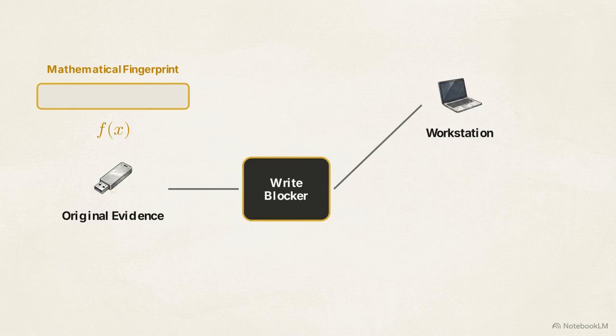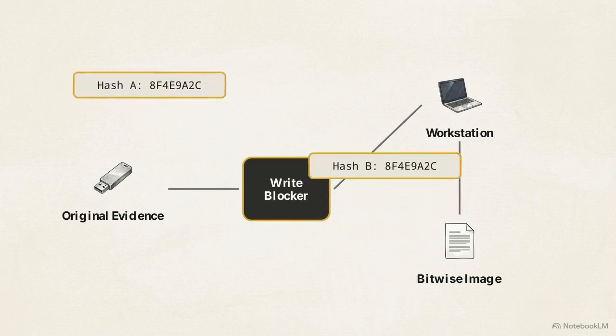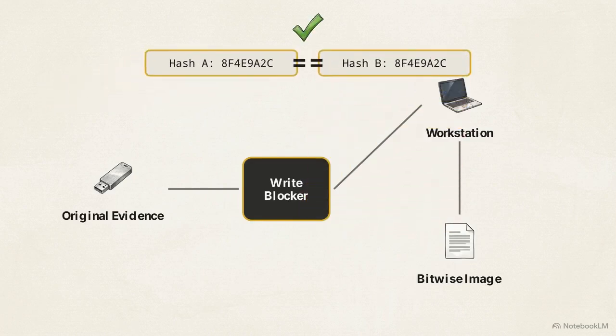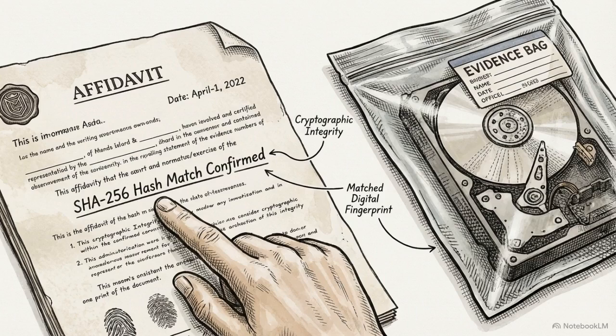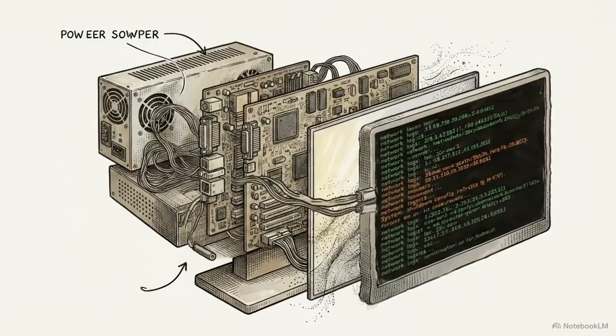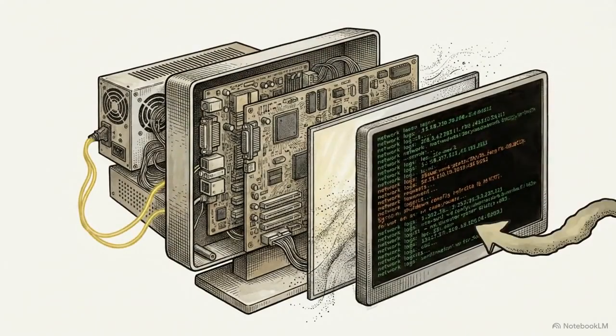They then create a bitwise forensic image, an exact bit-for-bit duplicate of the original drive. The analyst hashes this duplicate image, comparing it to the original. An identical match proves the duplication process was flawless. The original evidence is sealed away. By proving that the forensic copy mathematically matches the sealed original, the analyst satisfies the court that the trace remains perfectly unaltered.